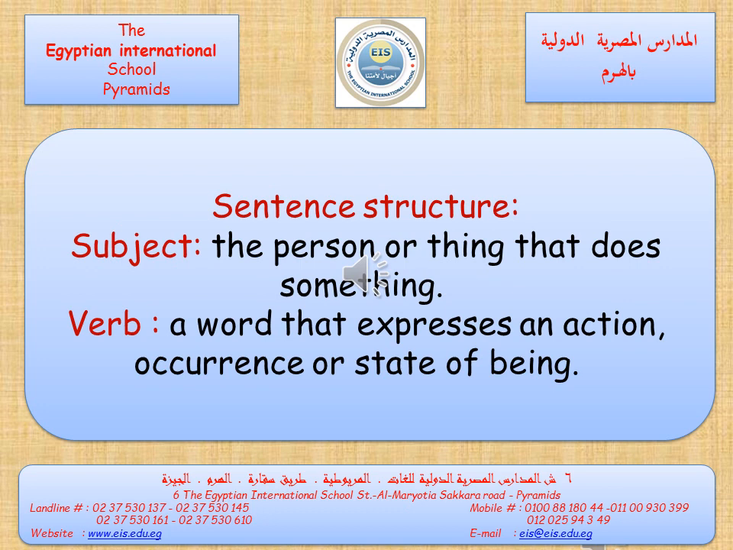Sentence structure. As I told you, in any English sentence we have three elements or three main things. The first thing or part is the subject. The subject is the person or thing that does something. Examples for that are I, you, he, she, Ahmed, Ali, Mahmoud. All of these are the subject, the doer of action.